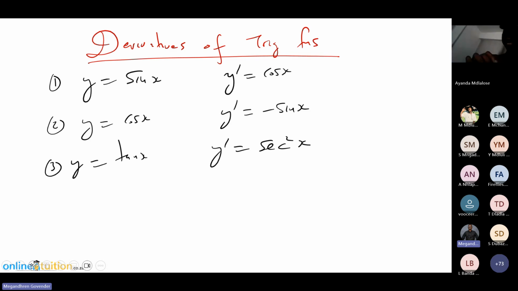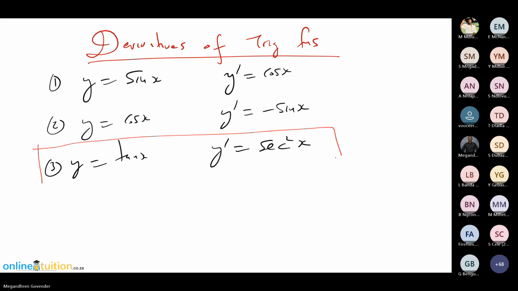Now, if you grab a piece of paper, I want you to work this out for me. Can we prove that if y is equal to tan x, its derivative is sec squared x, using the quotient rule? Anybody? What do you think? Prove that y equals tan of x, y prime is sec squared x. Can you prove that? How would we do that? Anyone?